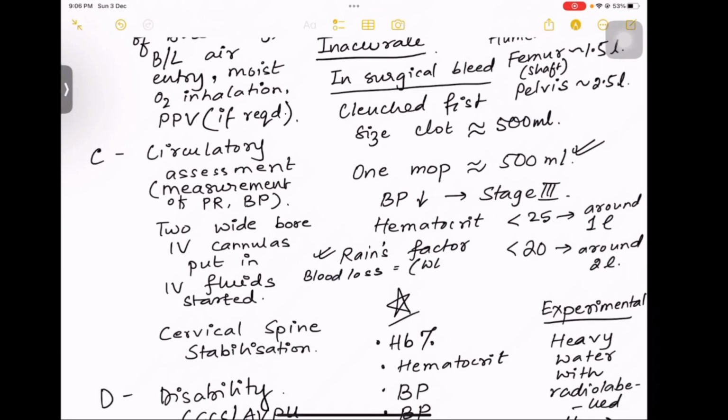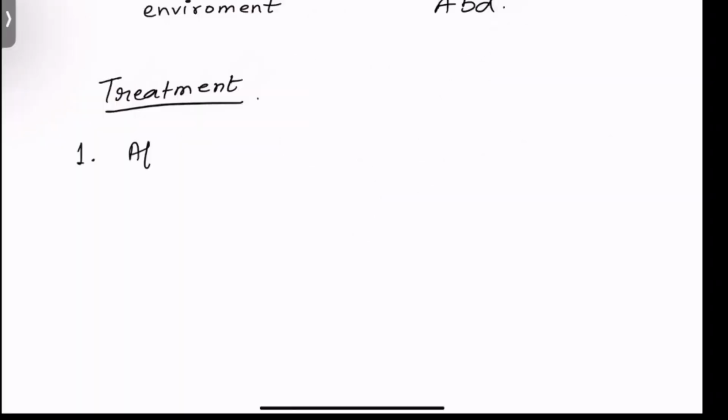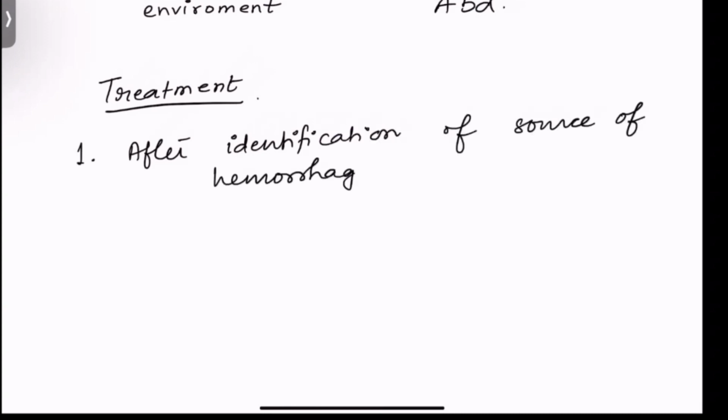Now one more thing is there, which is called Rein's factor, which gives us the formula for blood loss, which is equal to the weight of the blood-soaked mop minus the dry mop, into 1.5, whole divided by 2. This is in case of a large mop. So that will give you the amount of blood loss that has occurred.